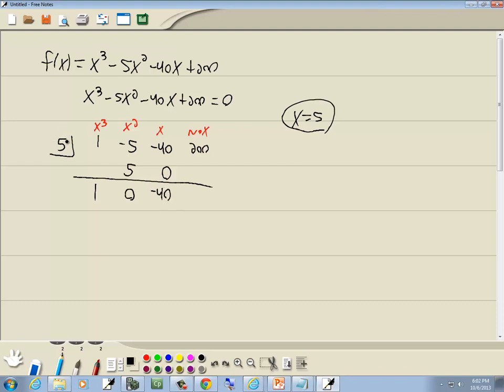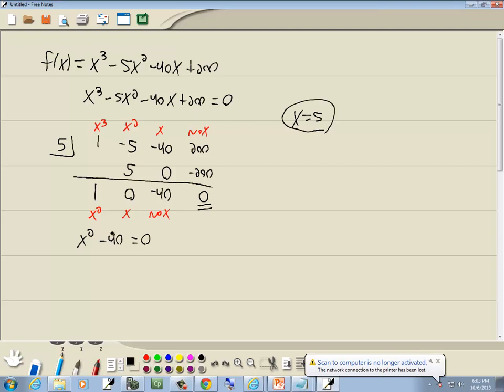Multiply, the number in the box by the number you put down there. 5 times -40 is -200. And add, 200 minus 200 is 0. Now, a remainder of 0 means you found an answer, which is no surprise. The calculator told us it was an answer, so you have to get a 0 there. Now, we started out as x to the third. This is 1 degree lower, so this will be x squared, this will be x, and this will be no x. So we're left with x squared minus 40 equal to 0.